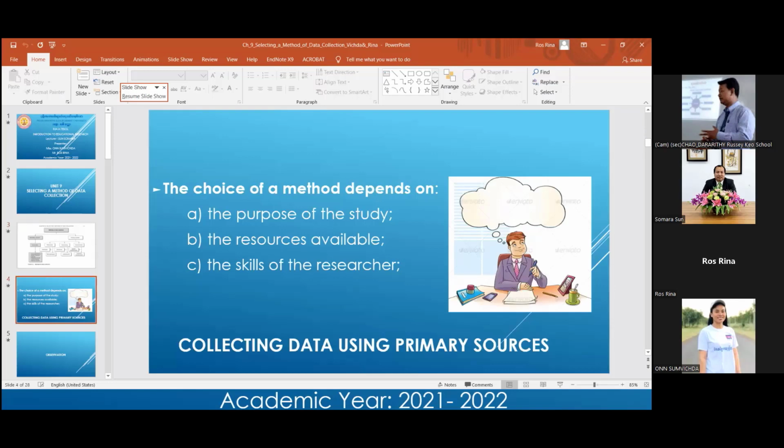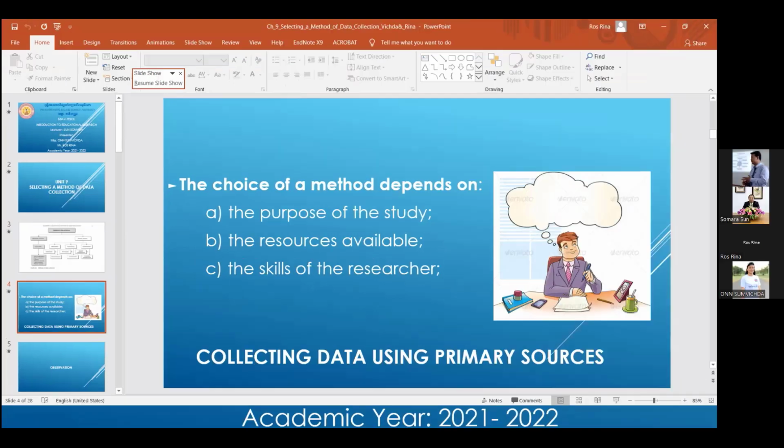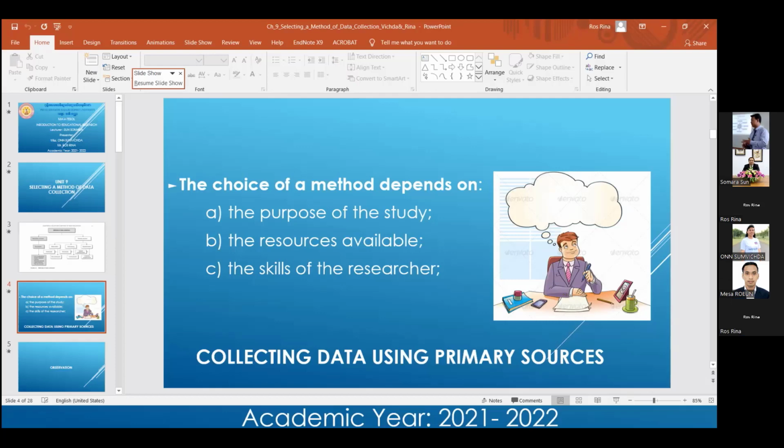When collecting data using a primary source, you need to think about the choice of method, which depends on 3 main points. The first is the purpose of the study. The second is the resources available. The third is the skill of the researcher. You need to consider these before you decide to choose the primary source.